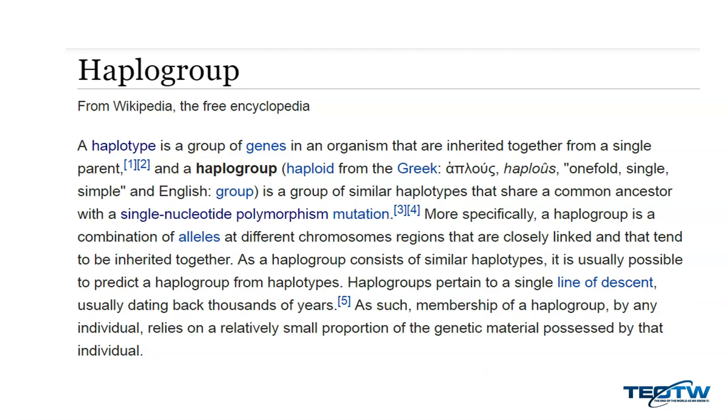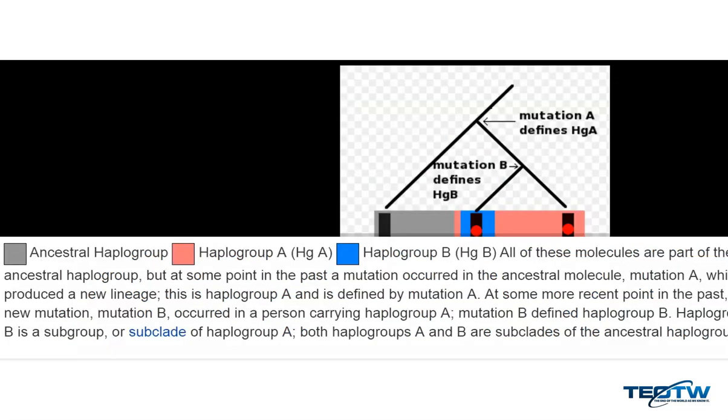Okay. So a haplotype is a group of genes in an organism that are inherited together. Let me just move past that. Okay, so here's another example.